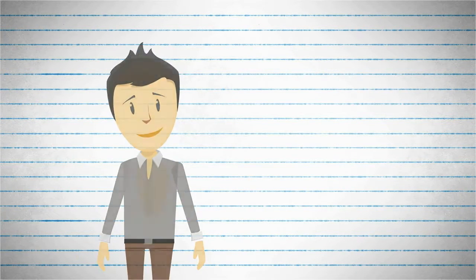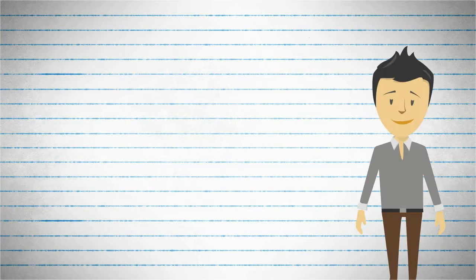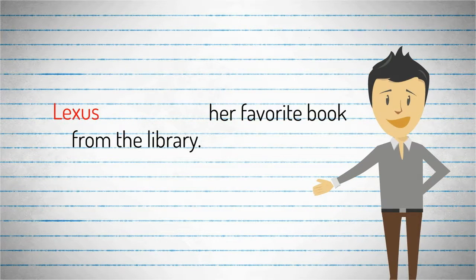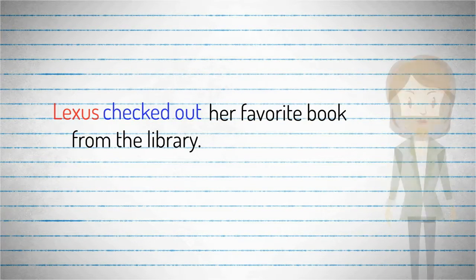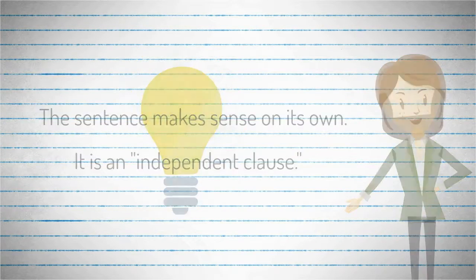Here's an example. Lexis checked out her favorite book from the library. In this example, Lexis is the subject and checked out is the verb. The statement makes complete sense on its own, making it an independent clause.